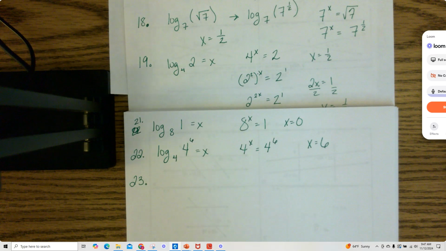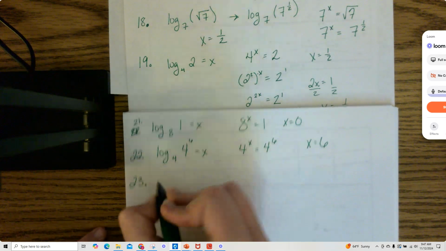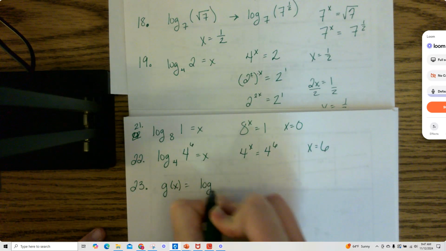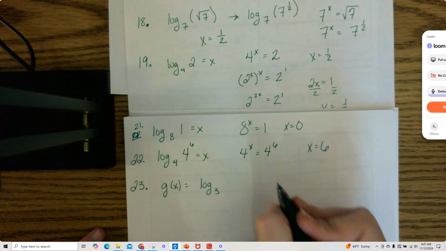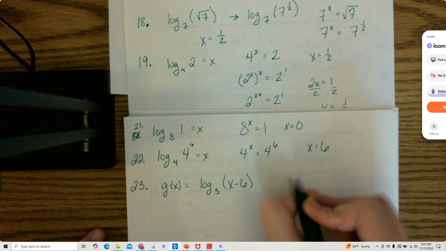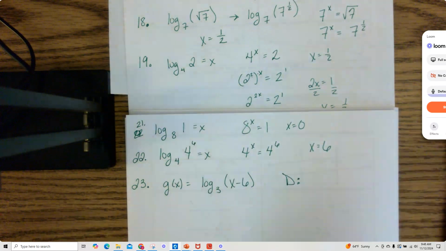Find the domain of the function. G of x equals log to the base of 3 of, in parentheses, x minus 6. Like this? Yes. And it wants the domain? Yes. Okay.